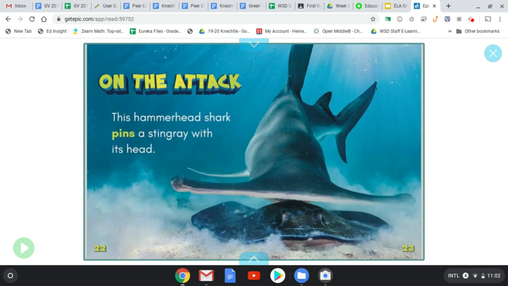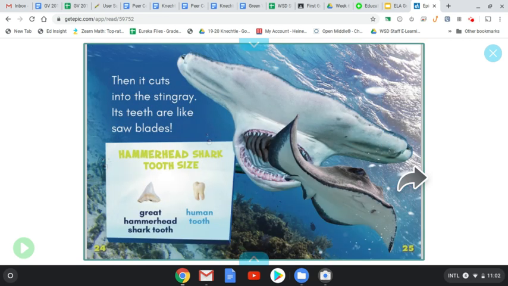On the attack, this hammerhead shark pins a stingray with its head. So look, he's about to eat it. What a neat photograph, being able to see that he's about to have his dinner. Then it cuts into the stingray. Its teeth are like saw blades.